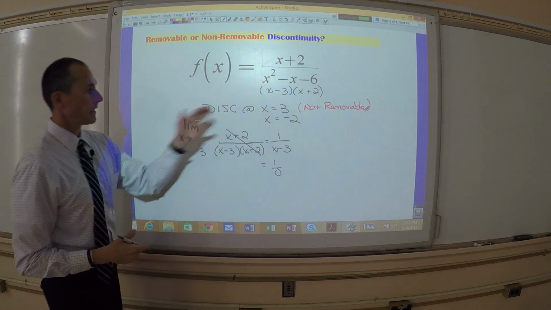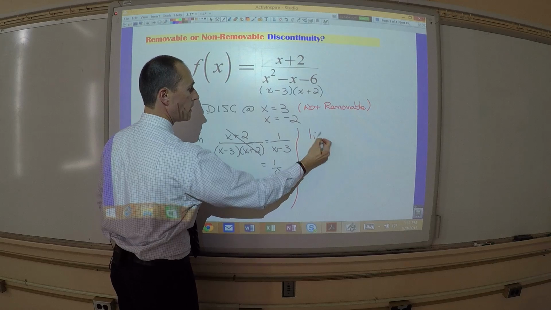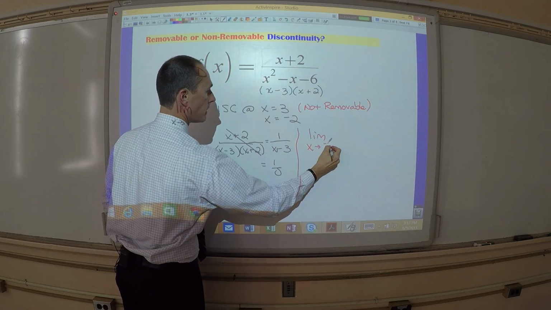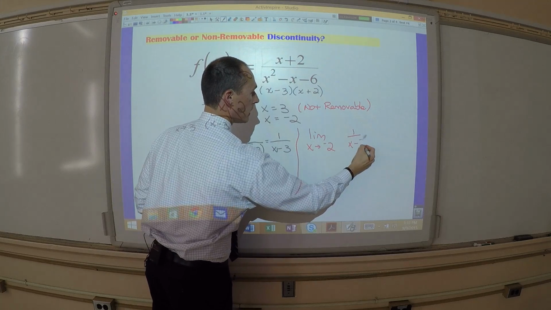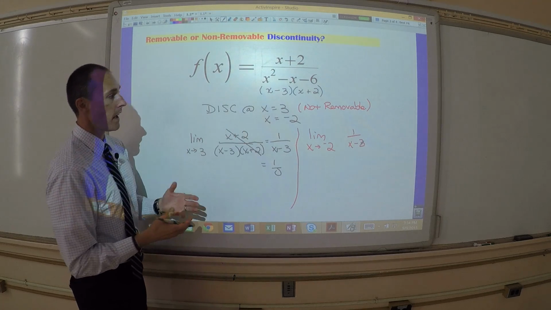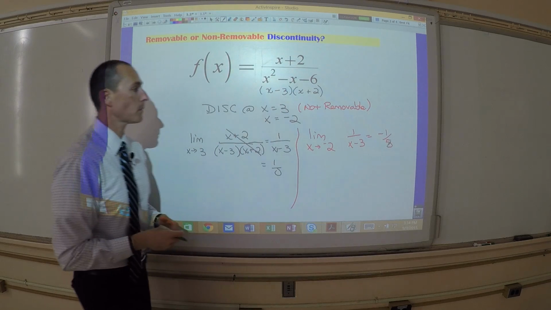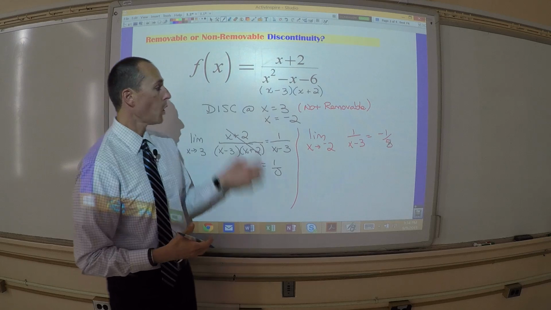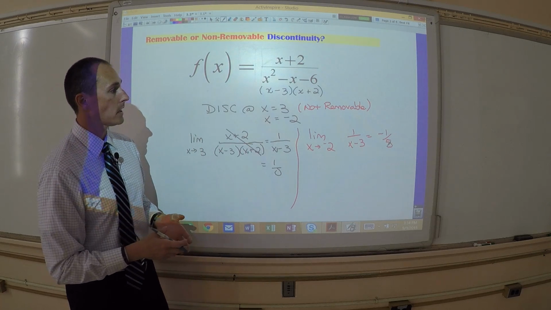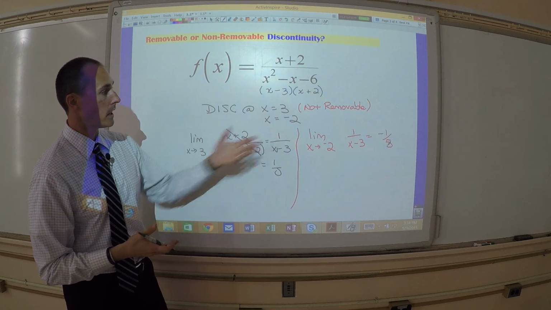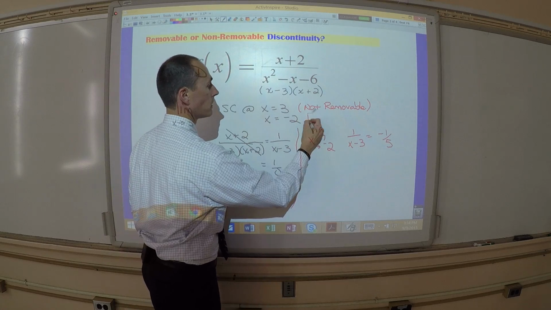So it's discontinuous, but it's not removable. Now, x equals negative 2. If I take that exact same problem, go to find the limit as x approaches negative 2 of 1 over x minus 3, I actually do get a value here. I get negative 1/5. So what that means is that there must be some type of hole in this graph where the function's doing whatever it's doing up until that point, and we remove that discontinuity because we could find the limit of the function as x approaches negative 2.